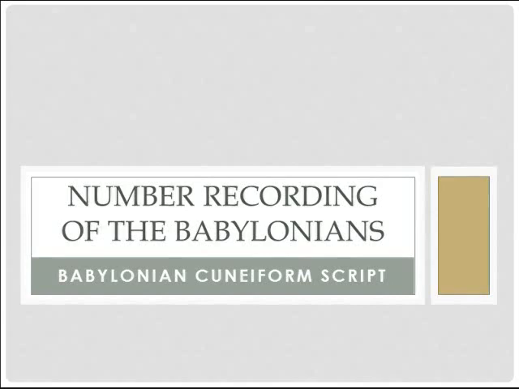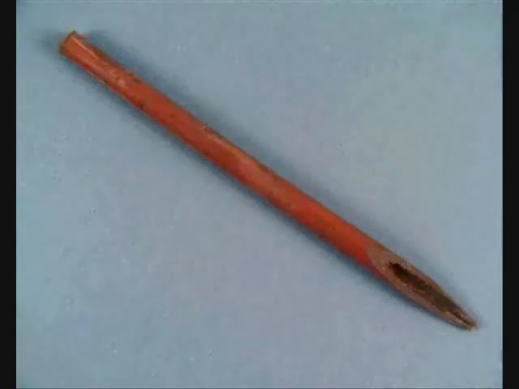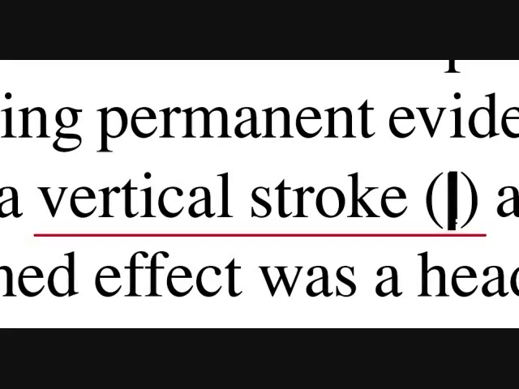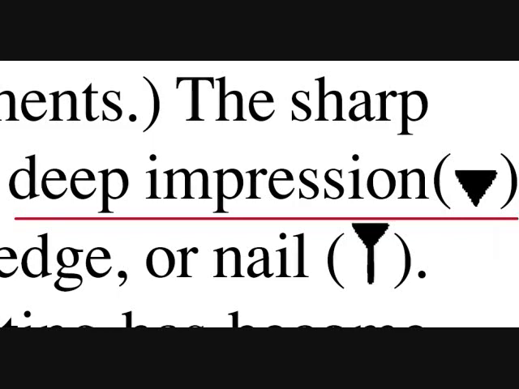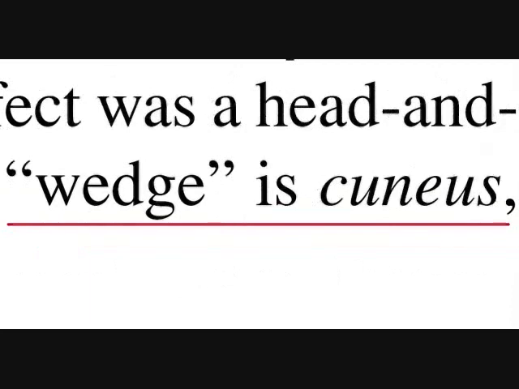Number recording of the Babylonians. Babylonian cuneiform script. Shortly after 3000 BC, the Babylonians developed a system of writing from pictographs, a kind of picture writing much like hieroglyphics. Babylonians used first a reed, later a stylus with a triangular end. The sharp edge of a stylus made a vertical stroke, and the base made a more or less deep impression, so that the combined effect was a head and tail figure resembling a wedge, or nail. Because the Latin word for wedge is cuneus, the resulting style of writing has become known as cuneiform.